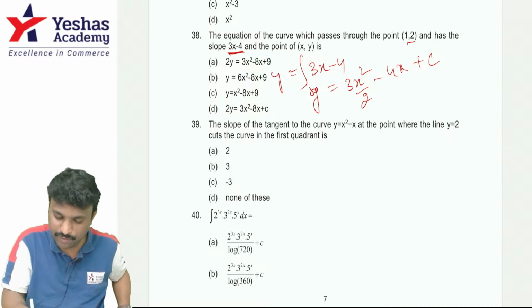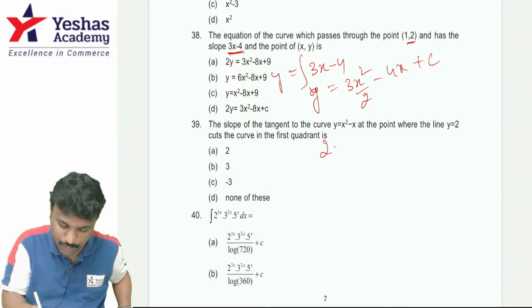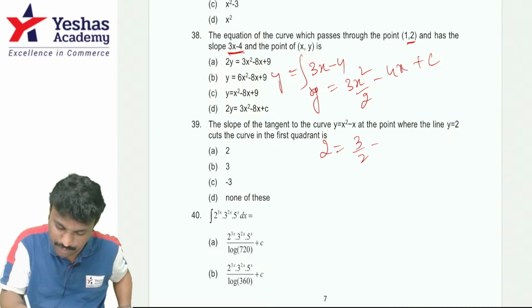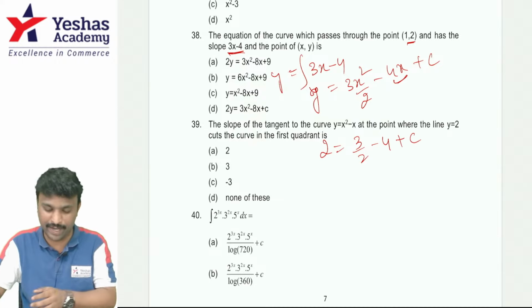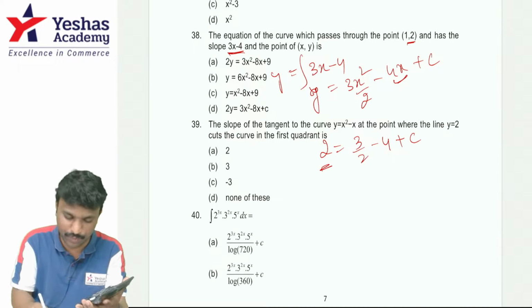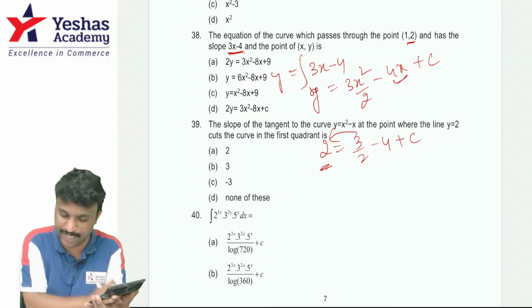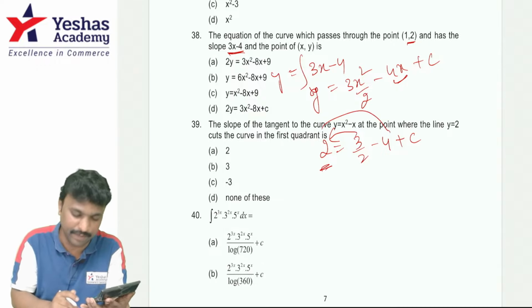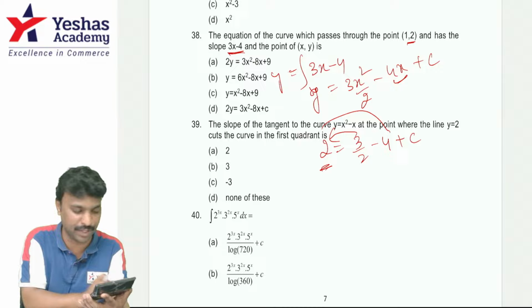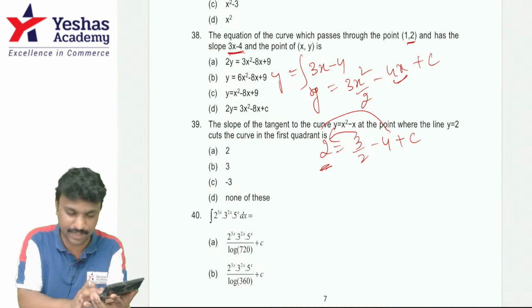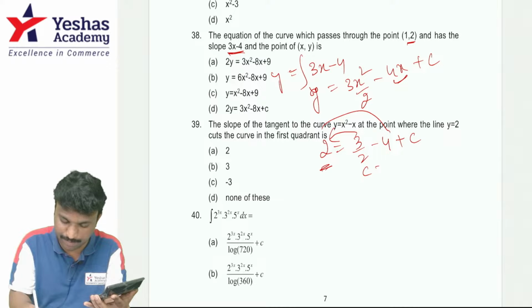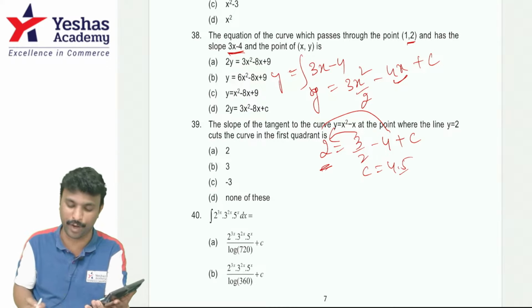Now plug in the values of x and y. Y is 2, x value is 1, so 3 by 2, 4 into 1 is 4, plus c. So now find the value of c. Guys, 2 is positive, type 2 press M plus. 3 by 2 is positive, but when it is taken to the left hand side, it becomes negative, so M minus. 4 is negative, but when it is taken to the other side, it becomes positive, so type 4 M plus, then MRC. It becomes 4.5. C is equal to 4.5.